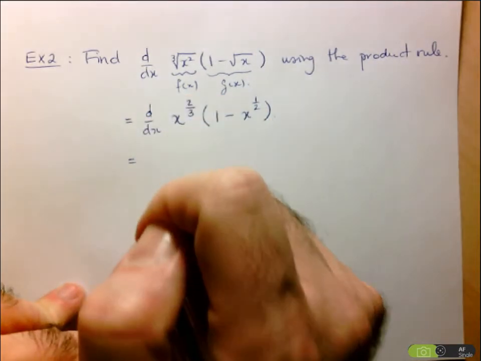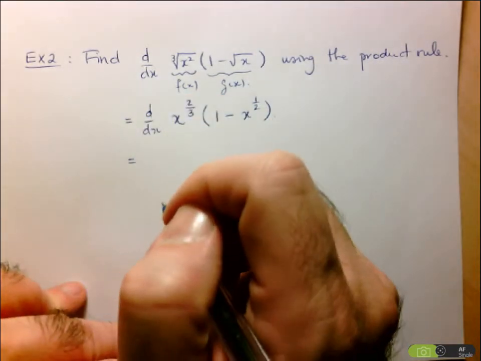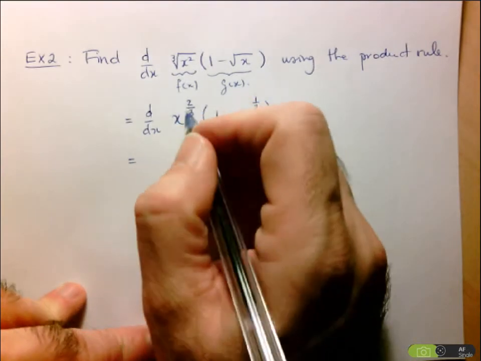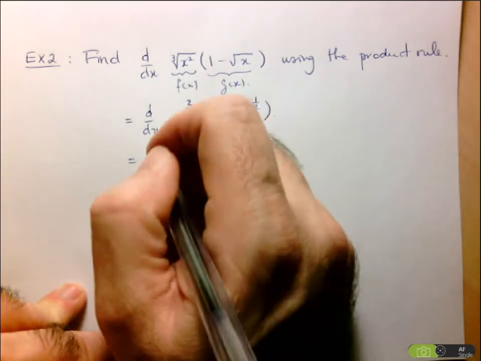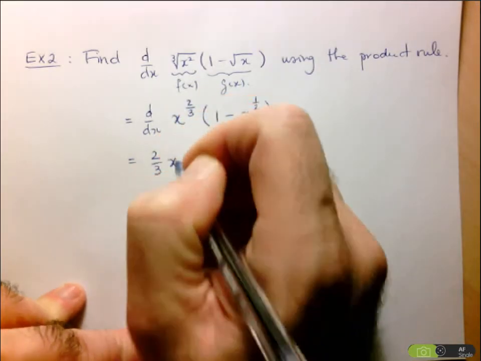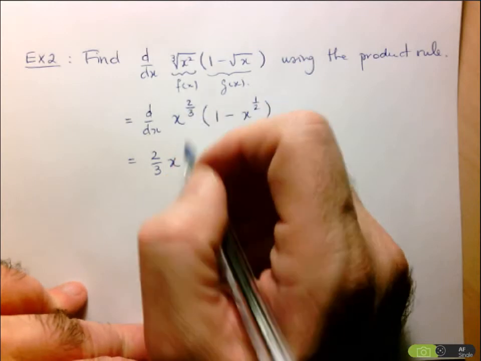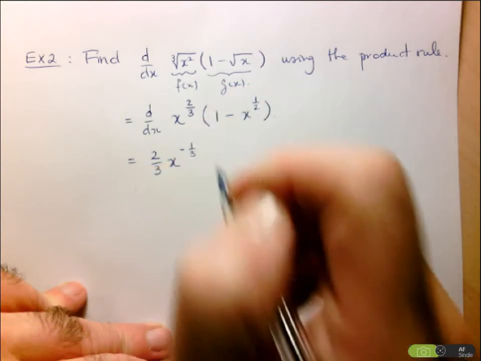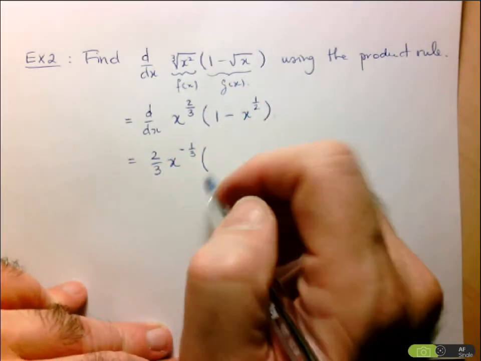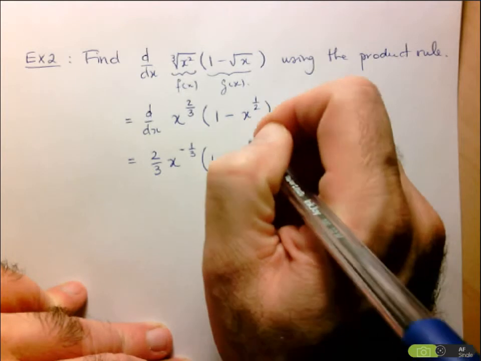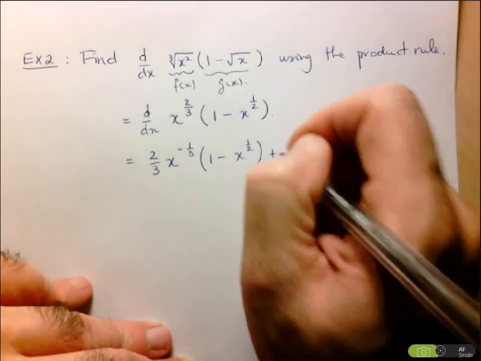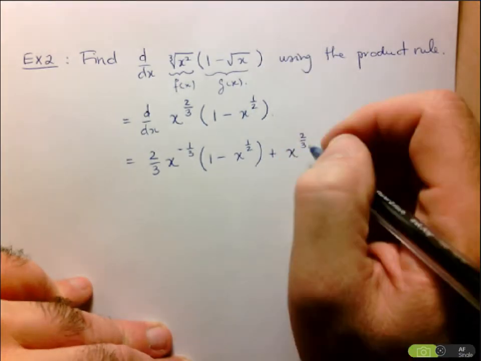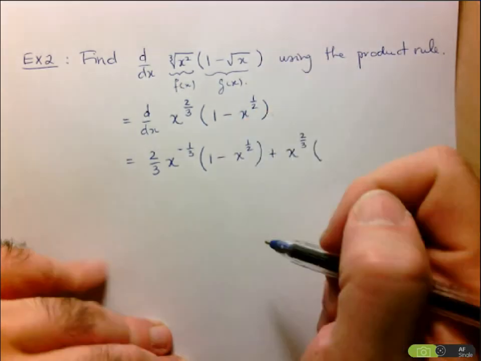So again, I'm going to try to do this without writing out the equation. The derivative of the first function: our exponent becomes our coefficient, and then I subtract 1 from 2/3. So 2/3 minus 1 is just negative 1/3, times the second function, 1 minus x to the 1/2, plus the first function, x to the 2/3, times the derivative of the second function.